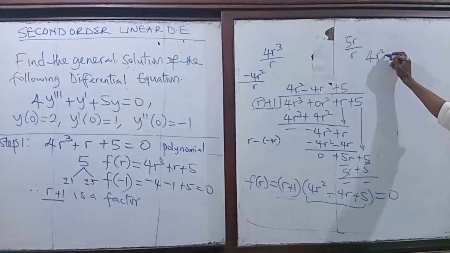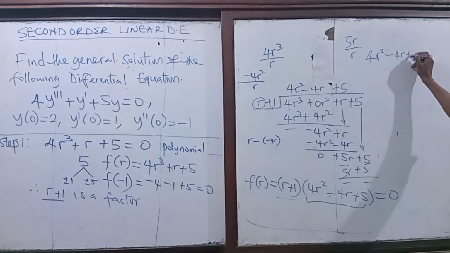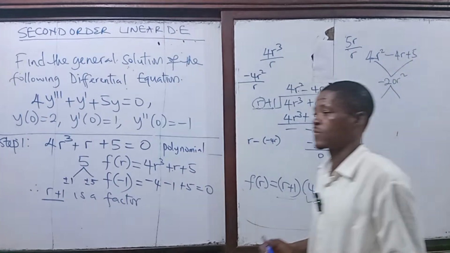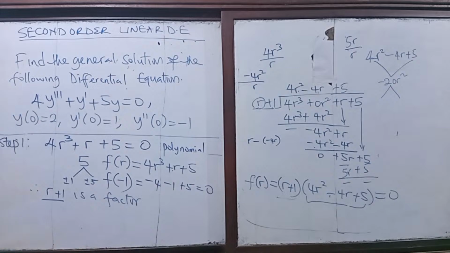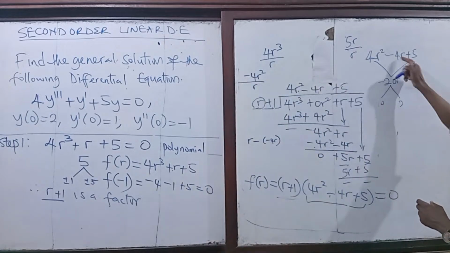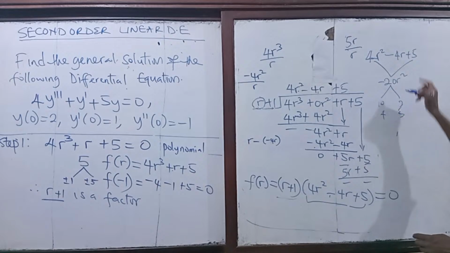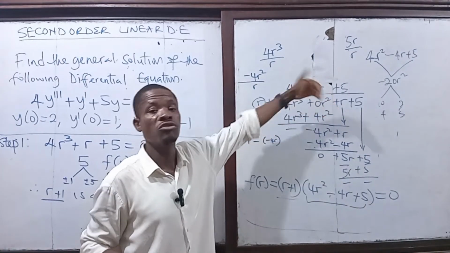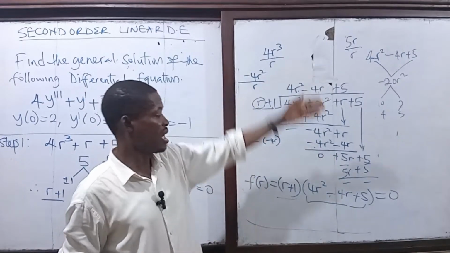Multiply the first term and the last term: 4 times 5 is plus 20r squared. Then look for two factors of this that can generate minus 4. Factors of 20 are 10 and 2, and they can never give us minus 4. 4 and 5 also can never give us minus 4. So we can't factorize it, but we can use the formula method to get the roots.